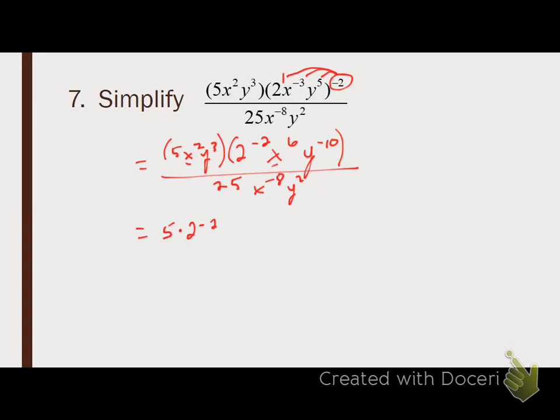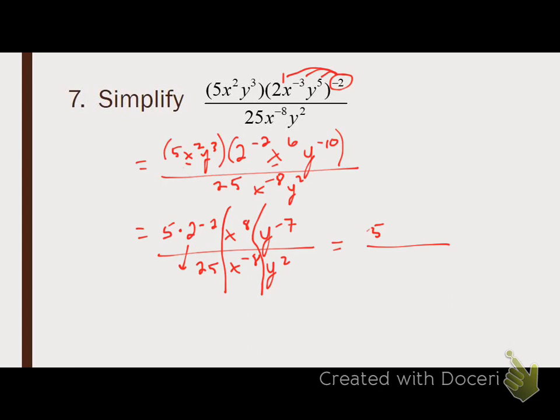X squared and x to the 6th is x to the 8th. Your y's, 3 plus -10 is -7, all over 25, x to the -8, y squared. You can wall off at this point, right? Now, the 2 to the -2nd power needs to move to the denominator.